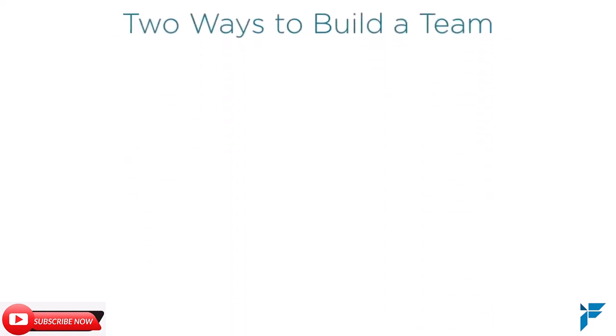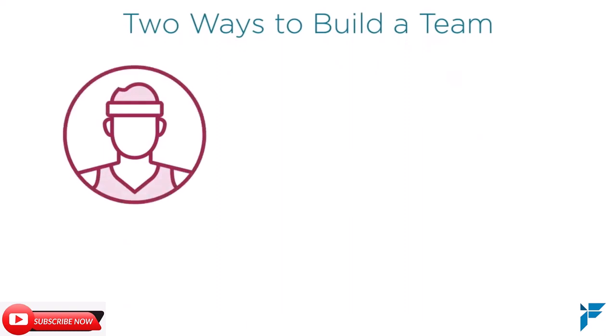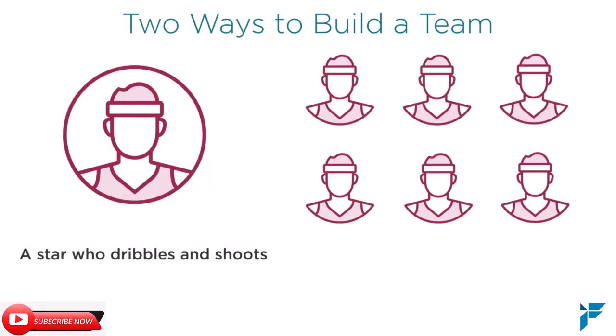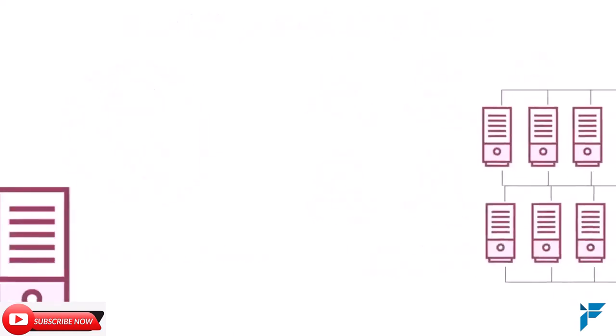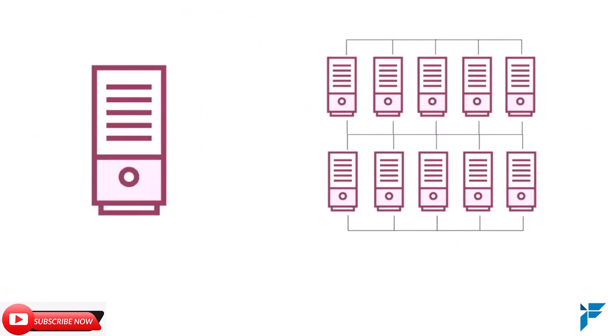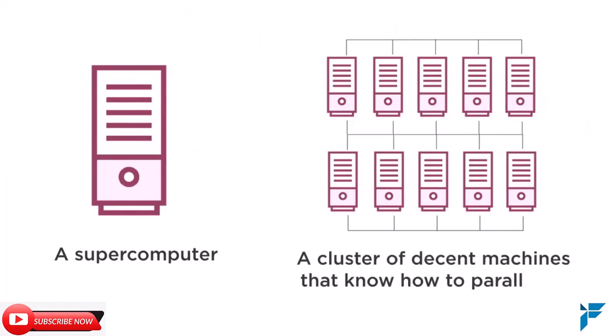In exactly the same way, there are two ways to build a team. For example, a basketball team. Your team can have a star who probably dribbles and shoots. So you have one star who does the heavy lifting, or an entire team of good players, none of whom are stars, but all of them work together really well and are really good at passing the ball. This is the exact equivalent of a supercomputer or a cluster of machines, which are typically commodity hardware and which can be used to parallelize tasks.